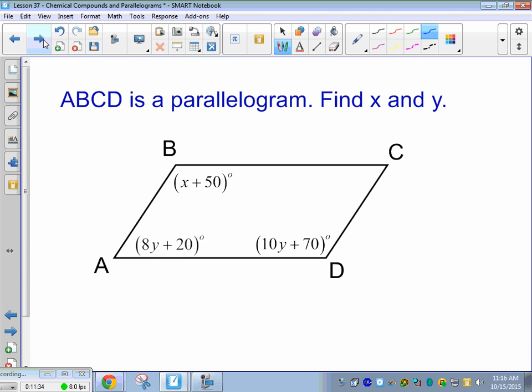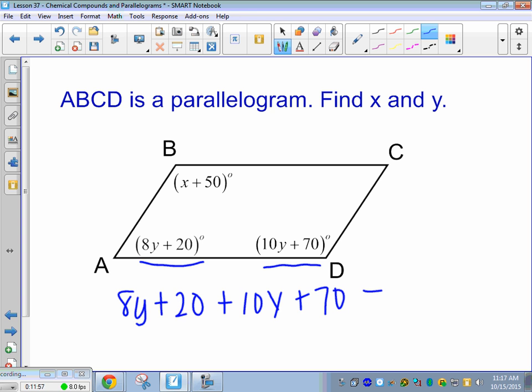All right, last one. What if they just give us a bunch of variables, and we need to find x and y from those angles? We want to start with an equation. Jenna Lynn, what do you think? 8y plus 20 plus 10y. I like it. 8y plus 20 plus 10y plus 70 equals 180. Why is this true? Because adjacent angles add to 180. I used the plus sign instead on that. Adjacent angles add to 180.